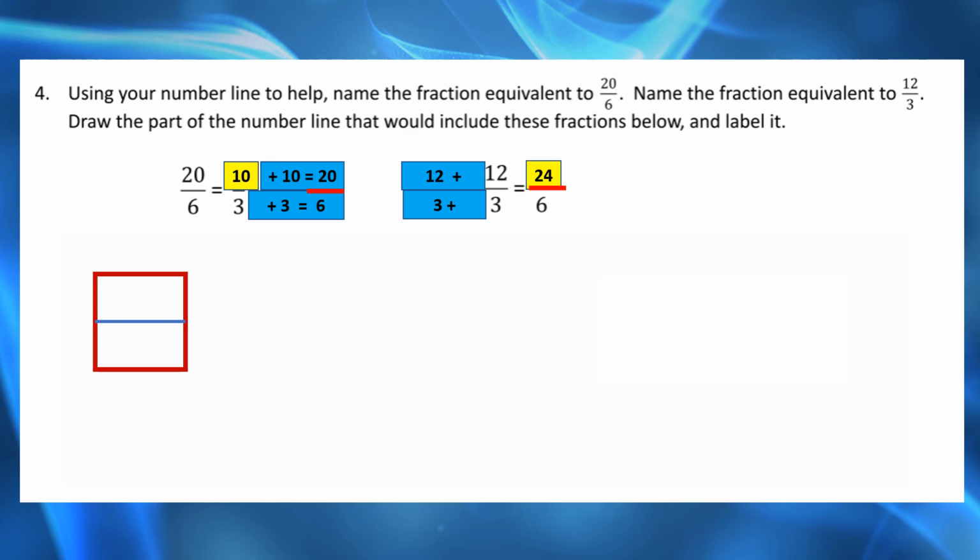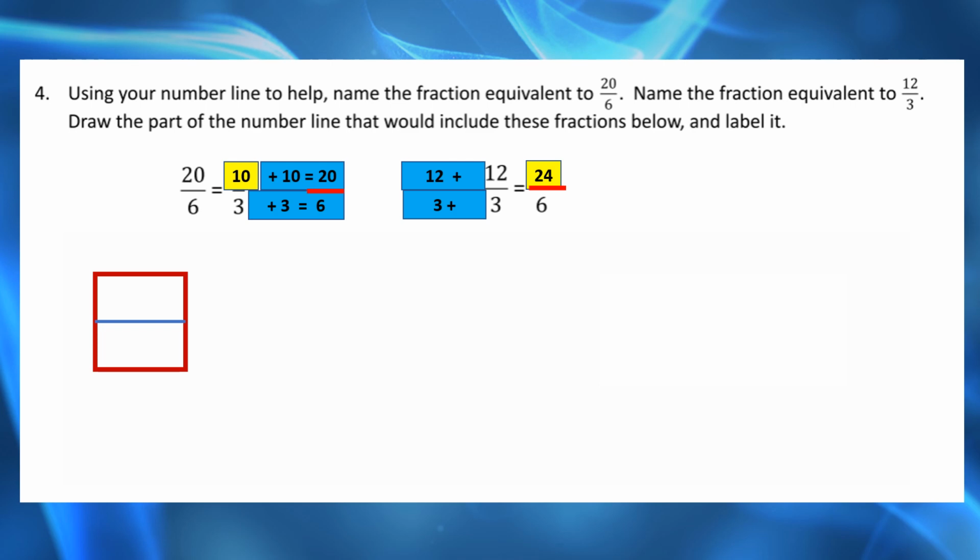And you're probably like, Ms. Jones, that's a small rectangle because we have 20/6 and 10/3. Well, you can start a number line at any number you'd like. And we're going to start our number line at a fraction that's closest to 10/3 and 20/6. And I'll show you what I mean.